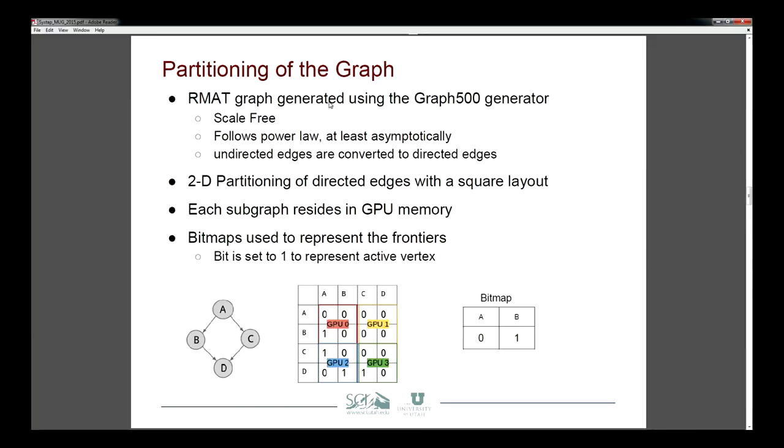So, as I was saying, we use the Graph 500 generator to generate scale-free RMAT graphs. And then we do a 2D partitioning of directed edges of the square layer. This is really just dividing up the edges in the graph by the source and destination vertices, picking consecutive ranges of the vertex IDs and taking a grid.